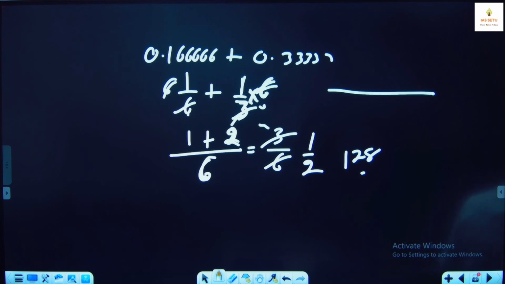I will teach direct indirect of divisibility of 3, divisibility of 7. First I teach divisibility of 7.